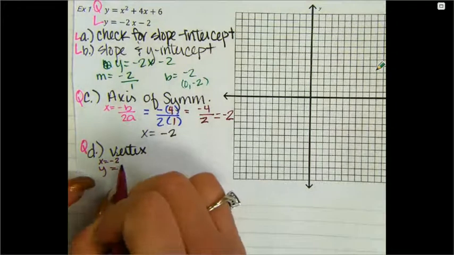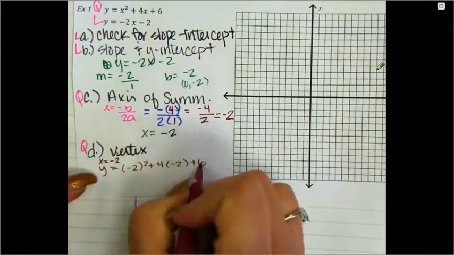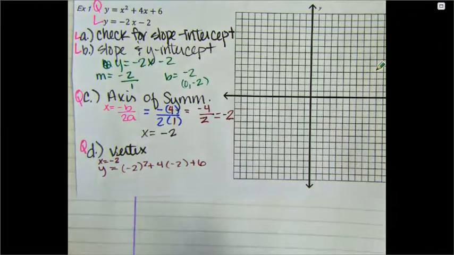Alright, so we get y equals negative 2 squared plus 4 times negative 2 plus 6. Morales, first with the worksheet. And then you're going to go to the main office.